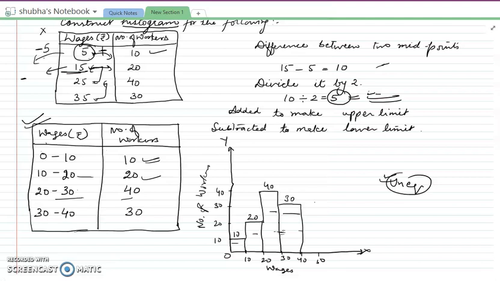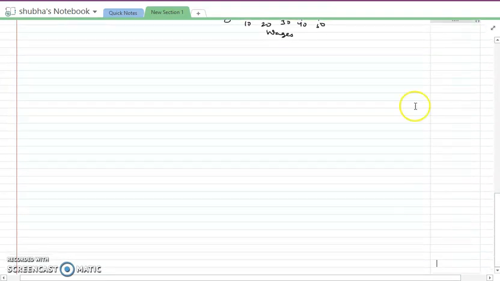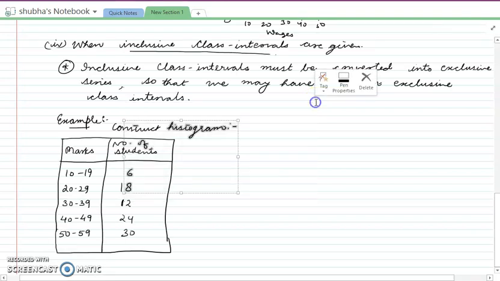So this is the case when the midpoints are given, and next we will be doing the case when inclusive class intervals are given, because inclusive class intervals we again have to convert into exclusive. So let's start with the condition when there are inclusive class intervals. So dear ones, it is when inclusive class intervals are given.